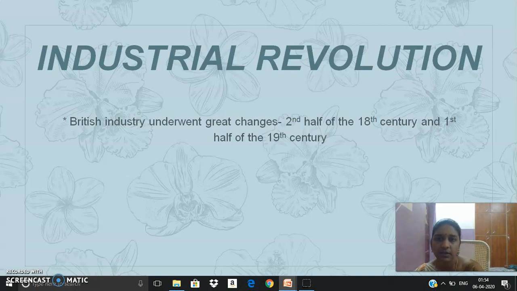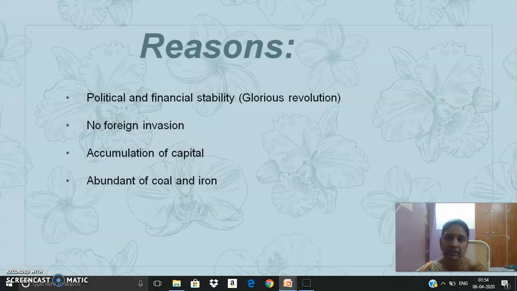There were so many reasons for the Industrial Revolution that took place in England in this century. One of the prime reasons was the political and financial stability due to the Glorious Revolution in 1688. There was no foreign invasion in Britain because Britain itself was the supreme empire, which was trying to conquer almost all the countries over the globe and make them its colonies. Because it had a lot of colonies in its bag, there was a lot of accumulation of capital, so it could invest this money in industries and factories.